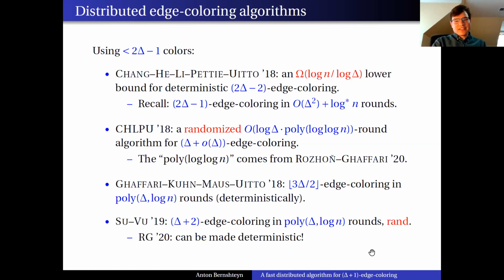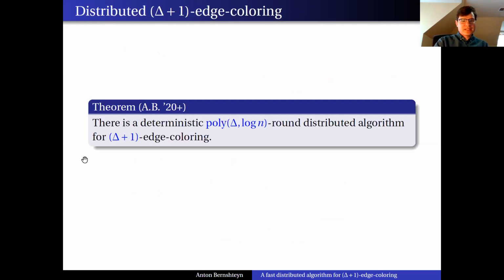But the main result that I want to report in this talk is that actually you don't need the extra color. Exactly the same statement is true for delta plus 1 colors. So there is a deterministic algorithm that runs in polynomial in delta and log n number of rounds, and it produces a delta plus 1 edge coloring, so exactly the bound that Vizing's theorem gives.